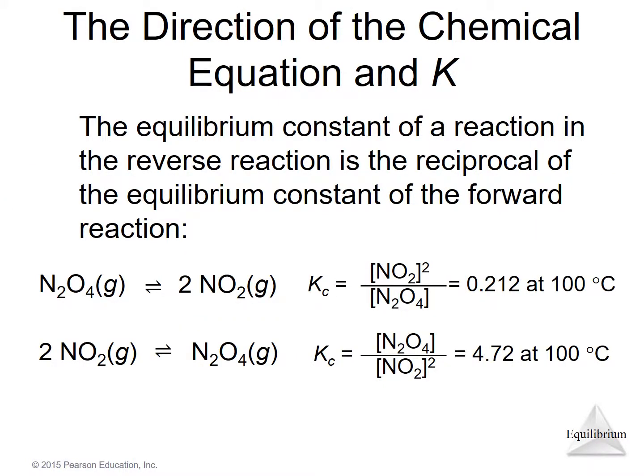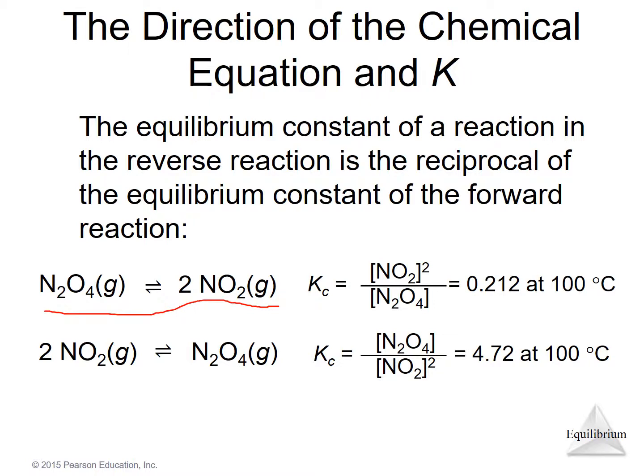Okay, a little bit about how equilibrium constants are related to how we write the reaction. You realize that if you have an equilibrium that can go both ways, you could write it either way. So, for example, when N2O4 dissociates into two NO2 molecules, that's a reversible reaction.